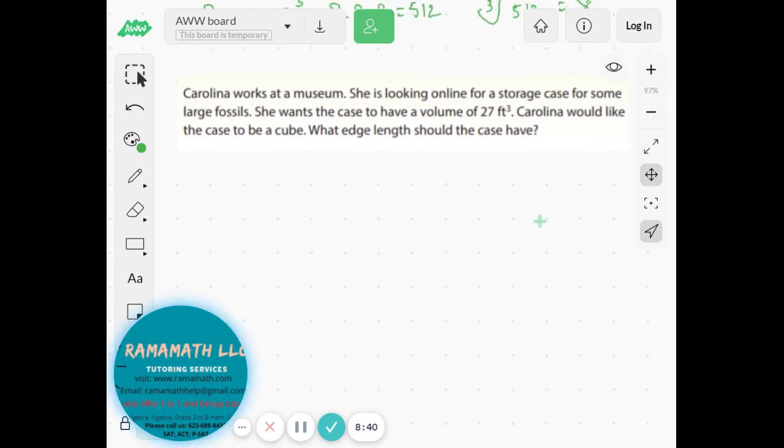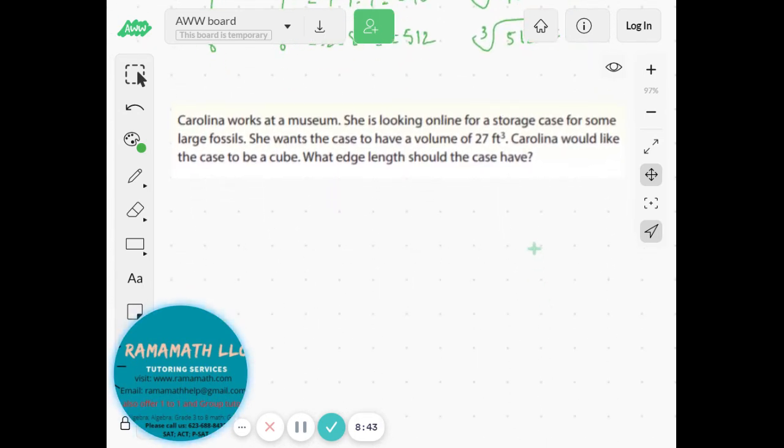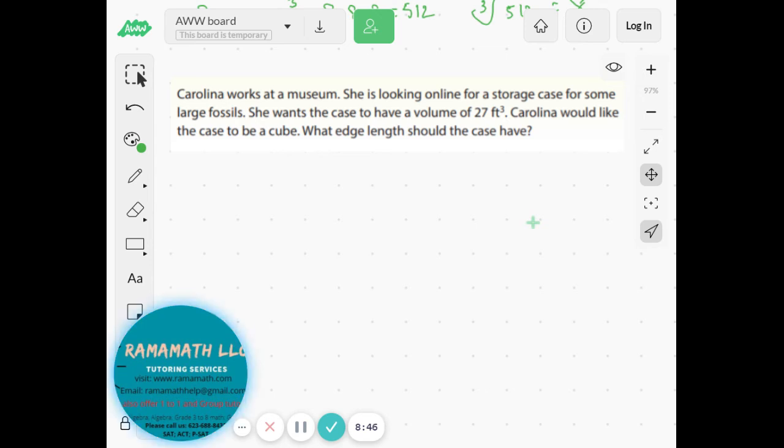Awesome. So the questions on cubes and cube roots are going to be like this. They're always questions on volume. The volume given to you is 27 feet cubed. If it is a cube, the first thing I need to do is look at the question and see what is important information. So I'll take a highlighter. She's looking for storage for some large fossils. She wants a case with a volume of 27. That's one important piece. And it also says cube. Okay, so what does that mean?